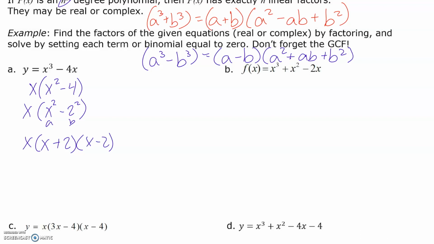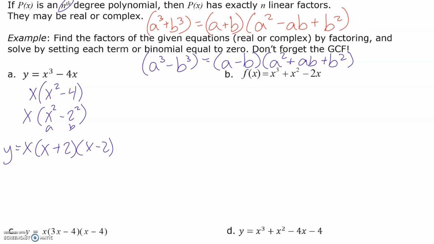Now at this point, our equation would be y equals x times x plus 2. Oh, sorry guys, x minus 2. What we would do now is set each one of those equal to 0. So we would start off with x equals 0. That's one of our solutions. Our next ones would be x plus 2 equals 0 and x minus 2 equals 0. In order to solve for x, we would subtract the 2 to the other side on this second one. So that would just mean that x is negative 2 and x equals positive 2.